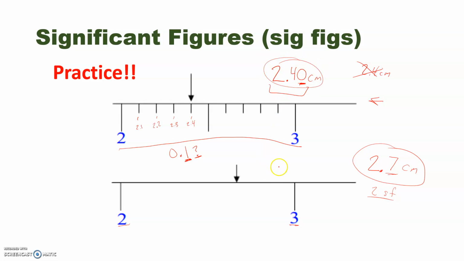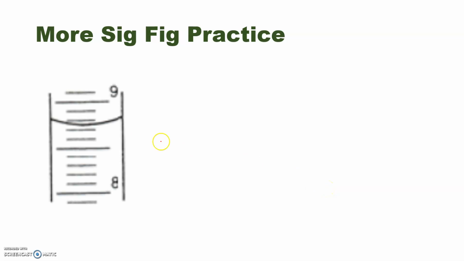So that's the difference here. It's important to write the correct number of sig figs to indicate your level of precision on your instrument. So some more practice. Here we've got, and we know it's between 8 and 9. 9's here, 8's down here. So we got 8.5, 8.6, 8.7, 8.8.